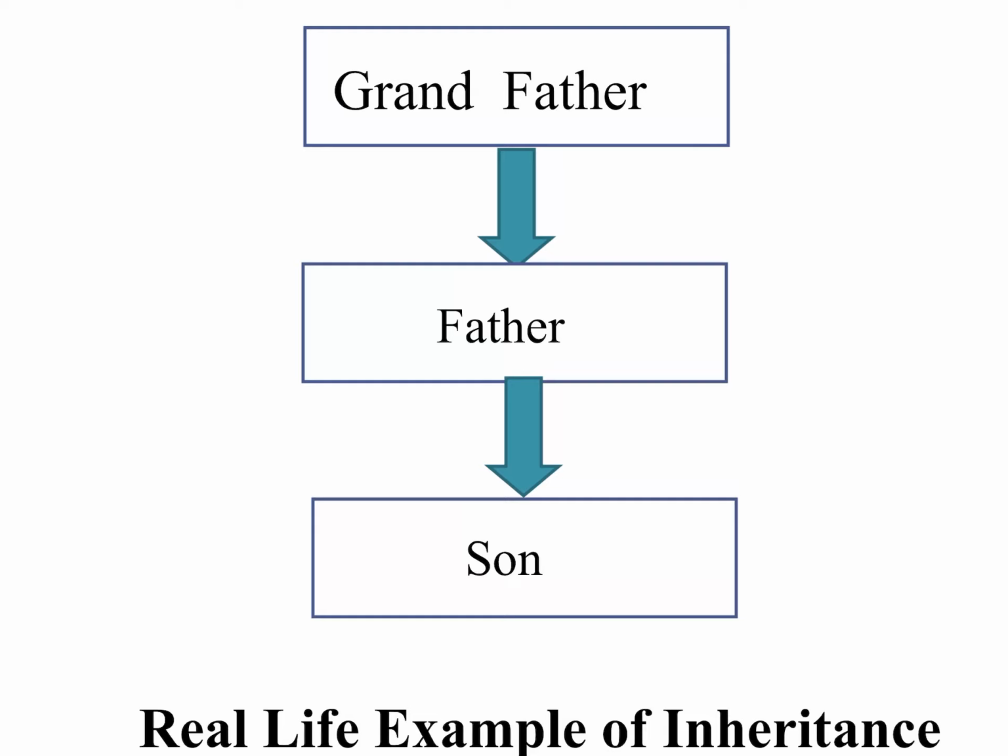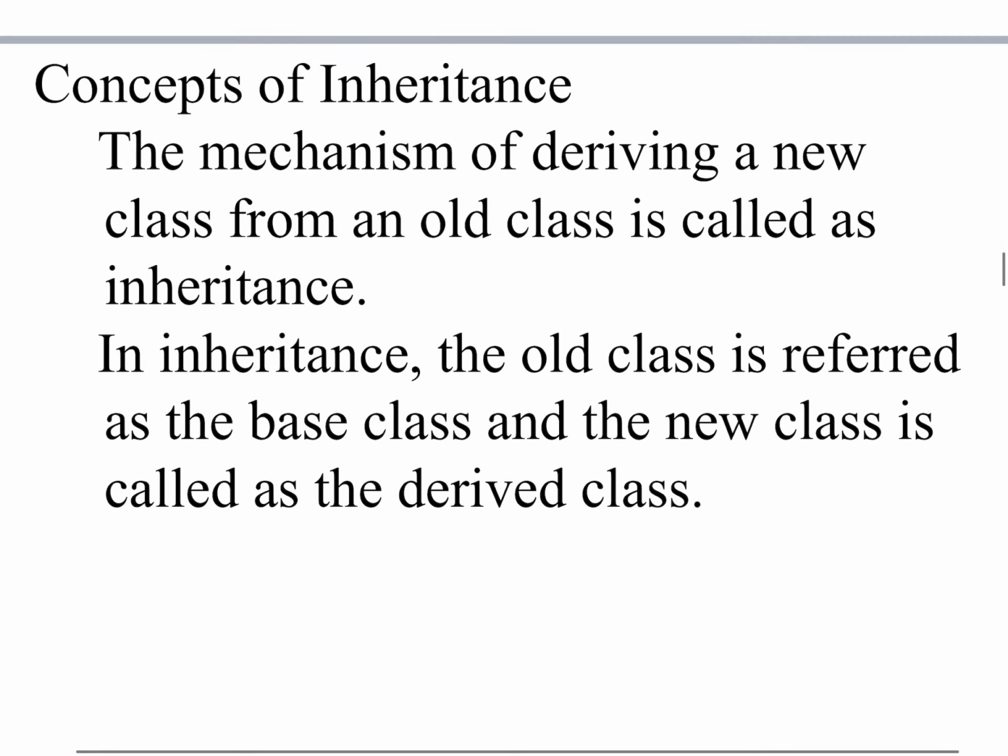Now how do we technically implement inheritance? The mechanism of deriving a new class from an old class is called inheritance. The base class is the old class and the new class is the derived class. So in inheritance, the old class is referred to as the base class and the new class is called the derived class.